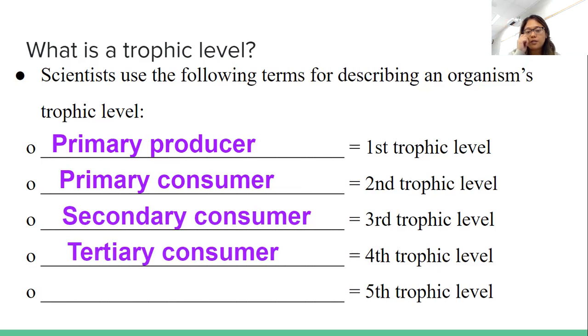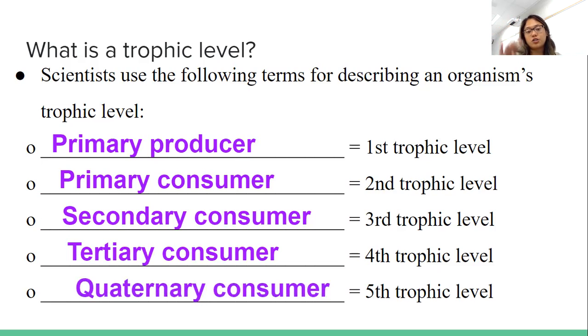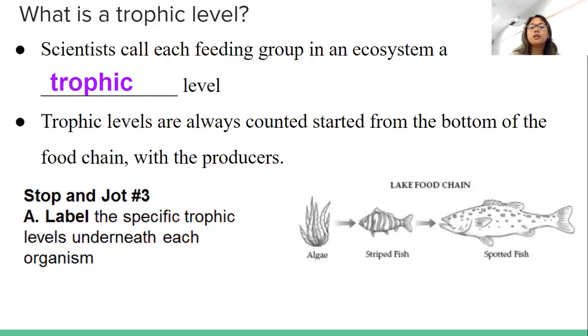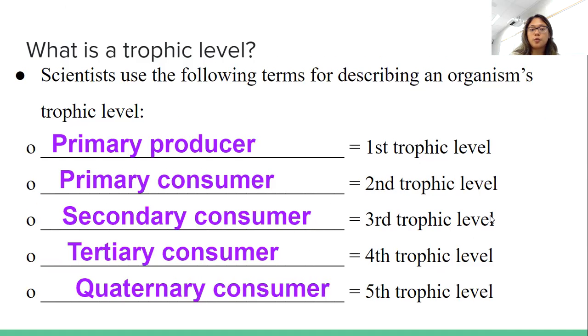And I know I don't have this on your notes, the fifth trophic level, so please type it out. In the fifth trophic level, the fifth organism in line is also a consumer, but they're the fourth thing to start eating. That's why we call them quaternary consumers. So go ahead and, using these purple terms, label each organism's trophic level name: algae, striped fish, and spotted fish.